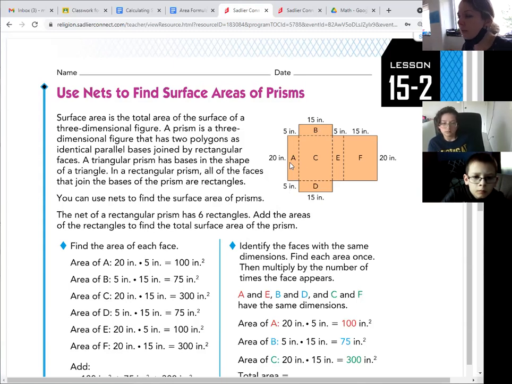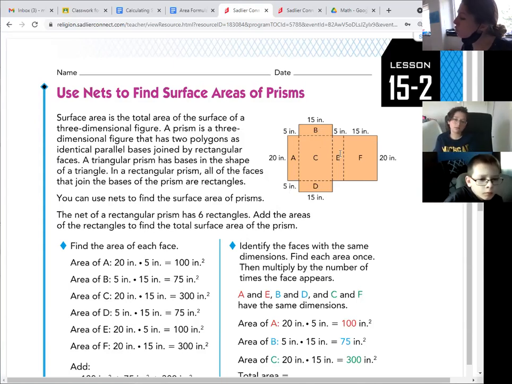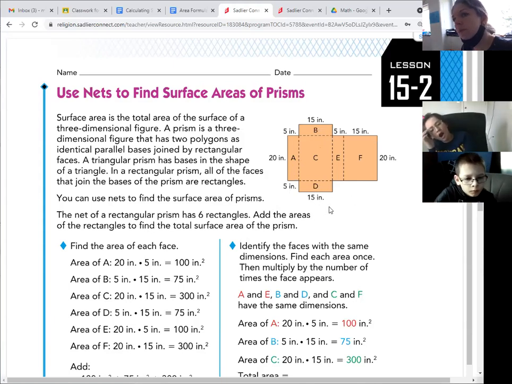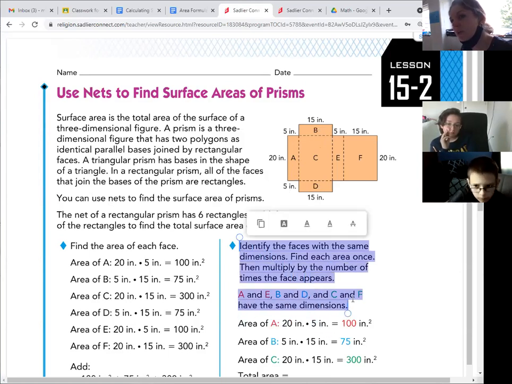Now, what do you think about this? Do I have to find the area of A, B, C, D, E, and F separately, or are there some shortcuts I could take? What shortcuts could you take? And your hint would be right here in this section here. So go ahead and maybe read that section and answer my question. Are there any shortcuts I can take? Read 255.